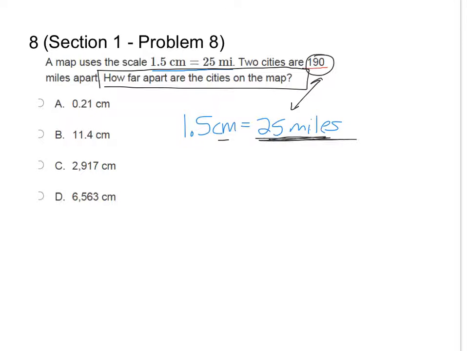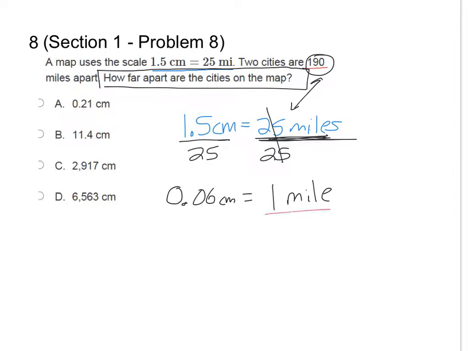So how can I make 25 miles 1 mile? Well, I need to divide by 25, because if I divide 25 by 25, it's going to leave me with 1 mile. So if I do that on one side, I have to do that on the other side. So on the right hand side, like we talked about, 25 divided by 25 is 1. So I'm left with 1 mile. And then really I'm figuring out how many centimeters would equal 1 mile. So I do 1.5 divided by 25 on the calculator, and I get an answer of 0.06 centimeters. Well, that's great. I now know how much 1 mile is.